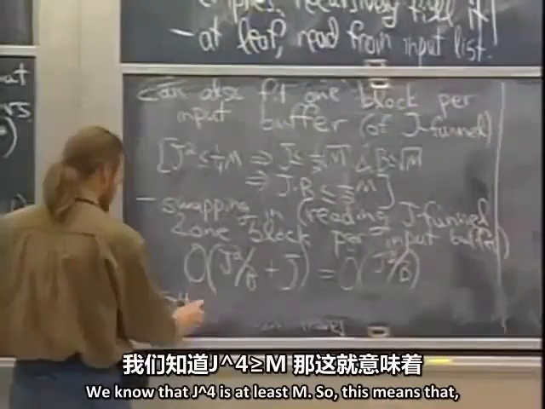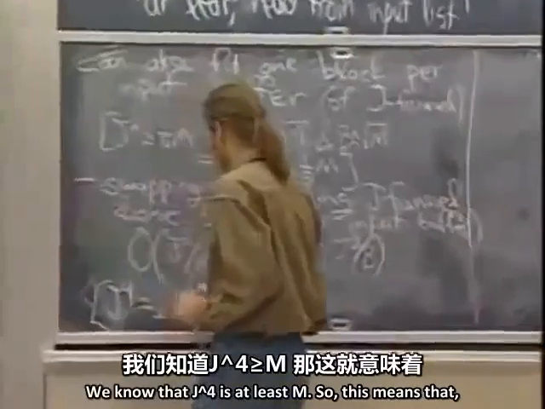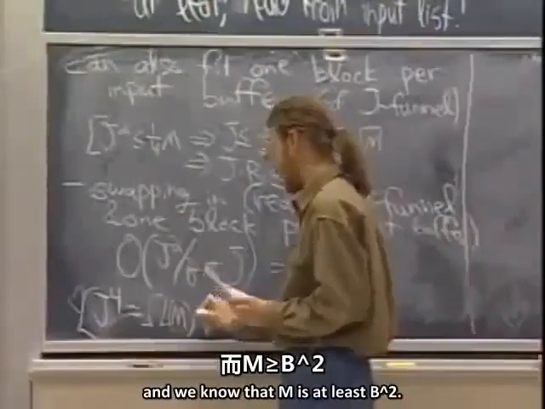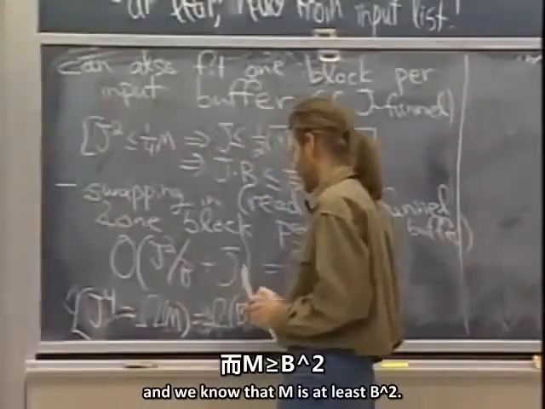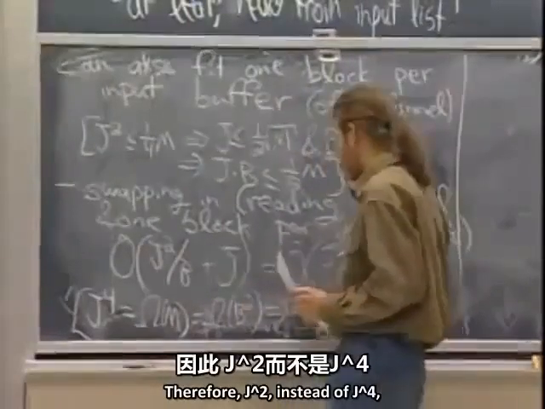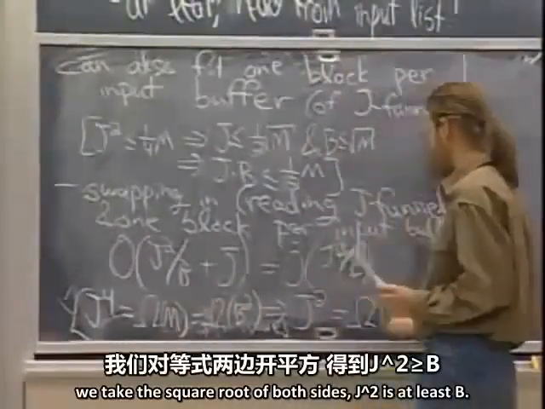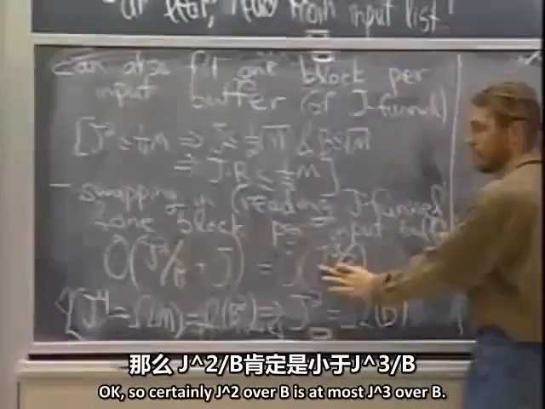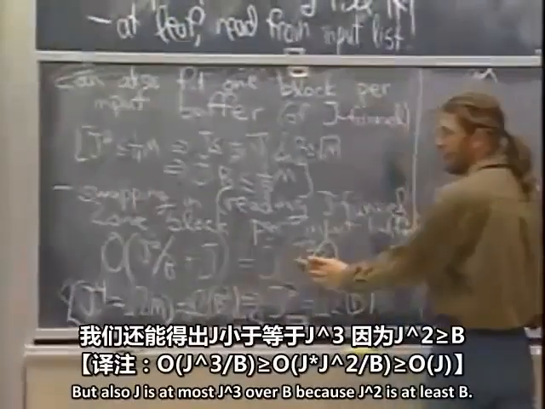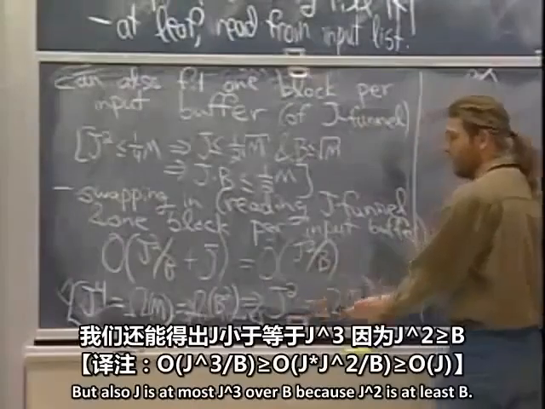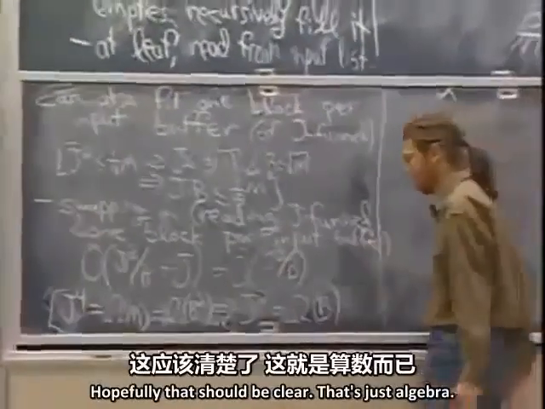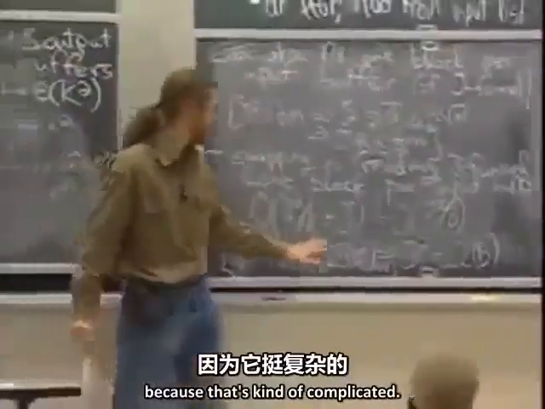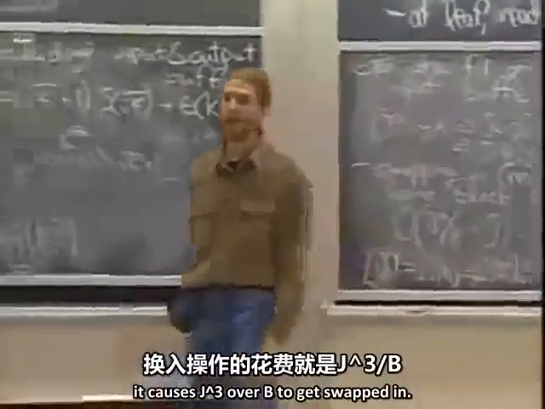We know that j to the 4th is at least M, and we know that M is at least B squared. Therefore, taking the square root of both sides, j squared is at least B. Okay, so certainly j squared over B is at most j cubed over B. But also j is at most j cubed over B, because j squared is at least B. Hopefully that should be clear. It's just algebra. So we're not going to use this bound because that's kind of complicated. We're just going to say, well, it costs j cubed over B to get swapped in.